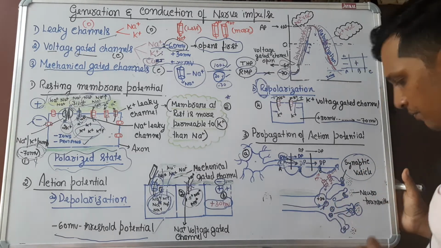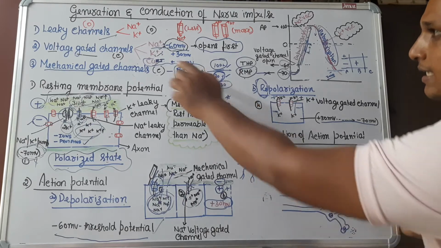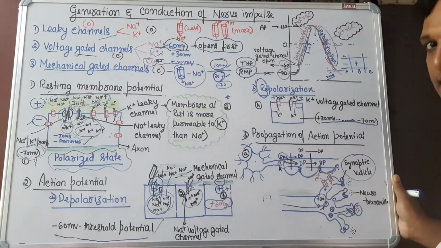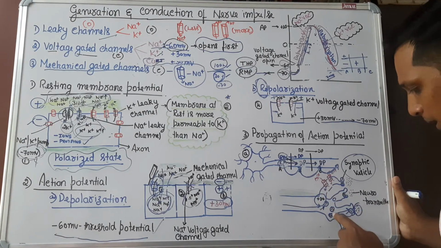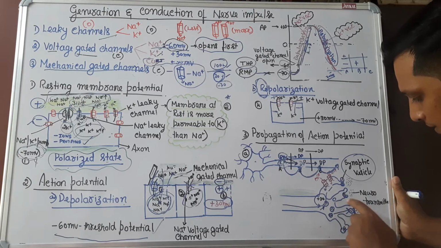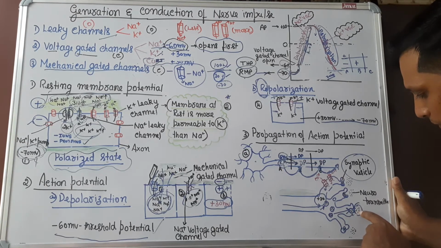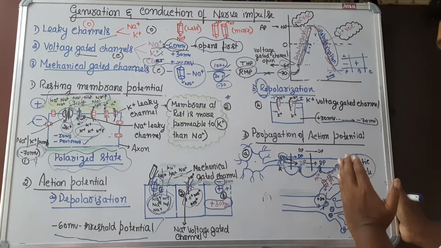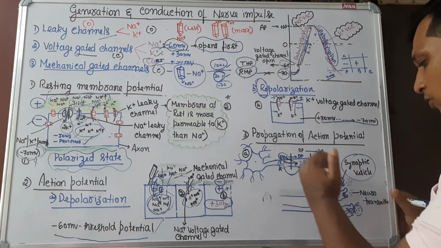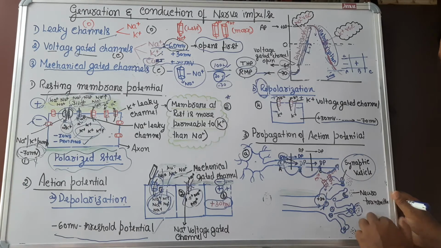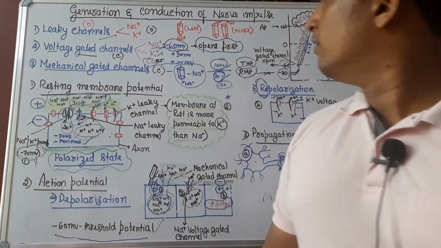it reaches the nerve ending. In the nerve ending, when the plus 30 millivolt action potential reaches, it will open the third channel, the calcium voltage gated channel. Because of that, calcium will enter into the axon tip. It will stimulate the synaptic vesicle to fuse with the axon end. When the synaptic vesicle fuses, there will be release of neurotransmitter. The released neurotransmitter will stimulate the next neuron. So this is how action potential is generated in the neuron, finally ending up in releasing neurotransmitters which stimulate the next neuron. So this is about generation and conduction of nerve impulse.